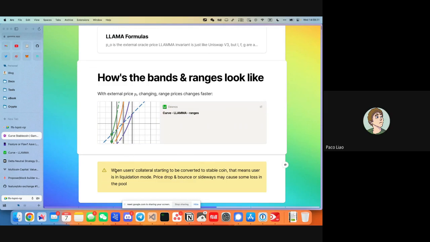And I want to mention that when the user's collateral starts to be converted to stablecoin, that means the user's range is in the range. That also means the user is in liquidation mode because his collateral starts to be converted to stablecoin. Normally, this is not what we want to happen when we are borrowing stablecoins. And if the price drops and bounces or goes sideways, it may cause some loss in the pool.